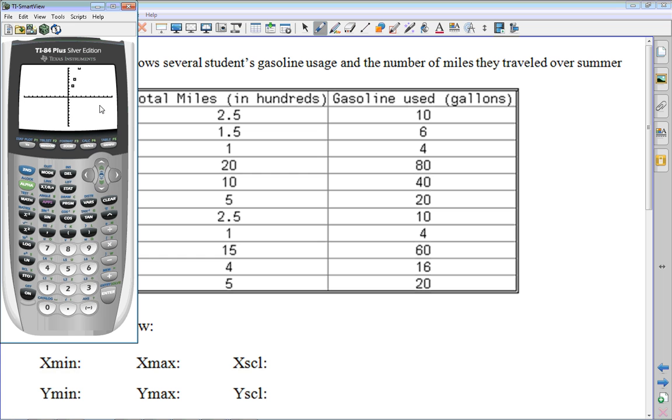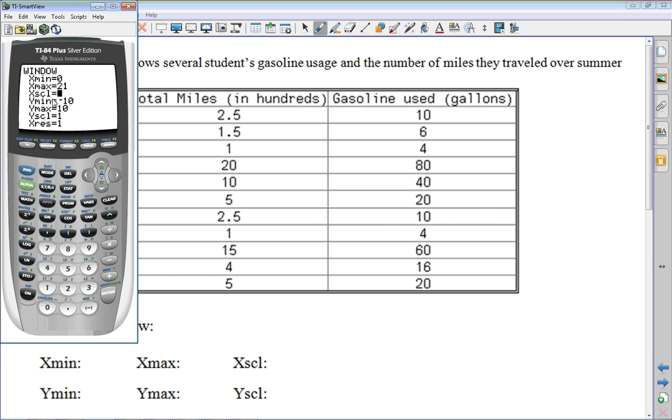I need to change my window settings. Now, when I go to window, right now, it's just from negative 10 to 10. Well, look at this. In the x column, my biggest x is 20. So I need a number that's bigger than 20. I can go in there, maybe I'll put in 21. X minimum, what's my smallest x number? My smallest one is 1. I don't need negative 10. I'm going to put 0 in there.